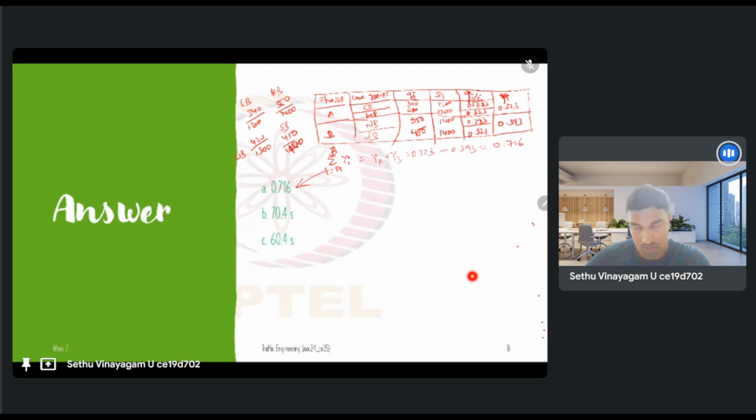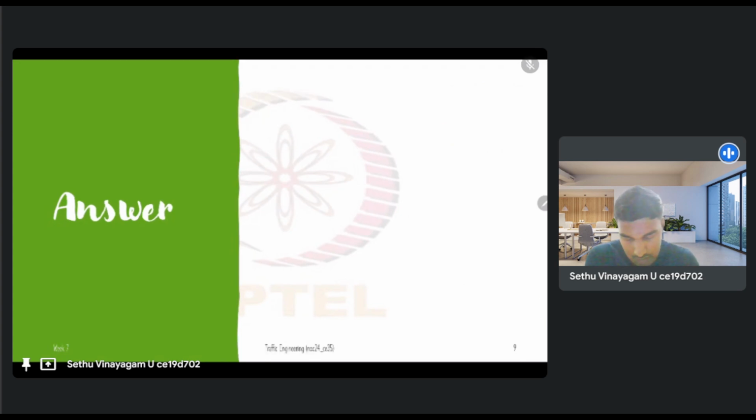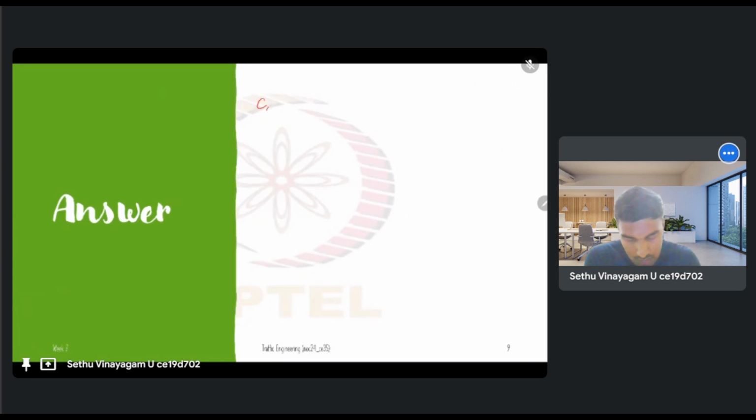The second part was to use Webster's method to find the optimal signal cycle length. How do we use it? In Webster's method, the optimal cycle length is 1.5 L plus 5 divided by 1 minus sigma yi. We calculated the denominator, sigma yi, in the previous part, so all we need to know is L, the total loss time.